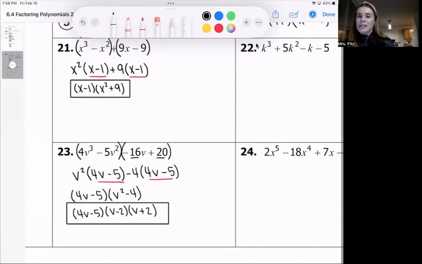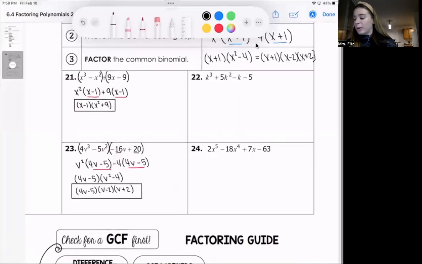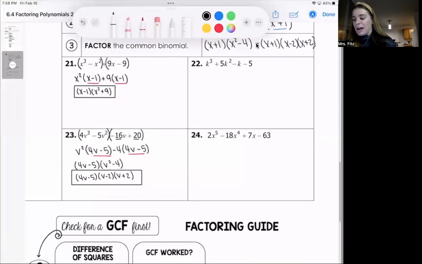All right, go ahead and pause this and do numbers 22 and 24, and then we're going to fill in this factoring guide.